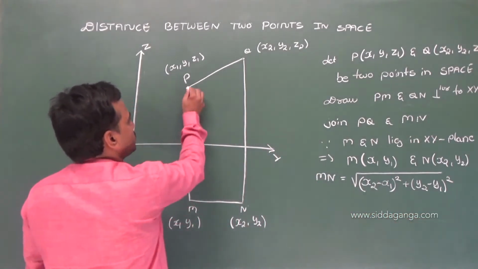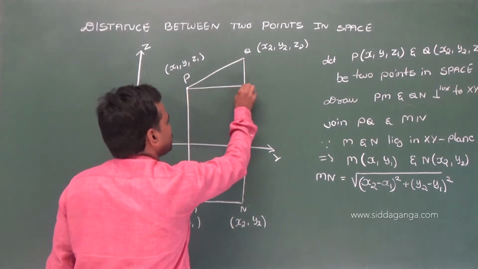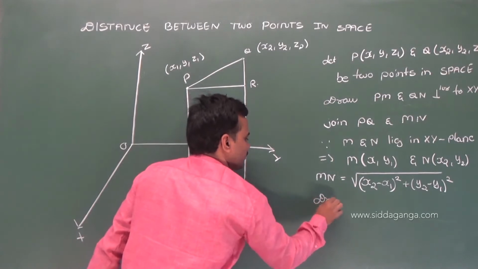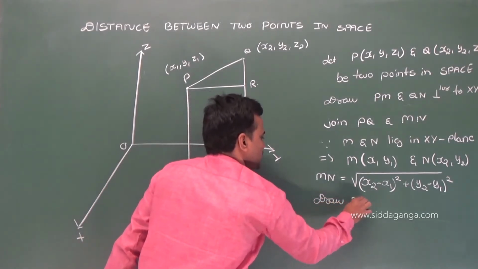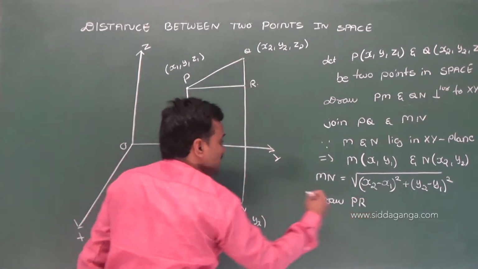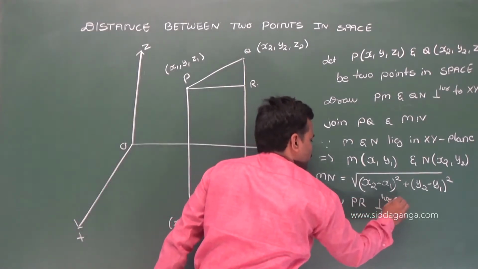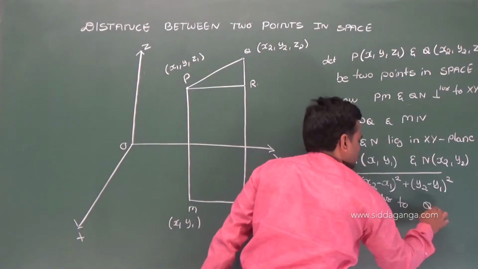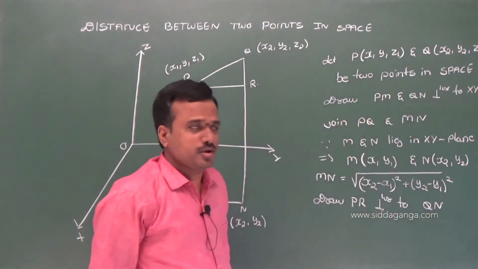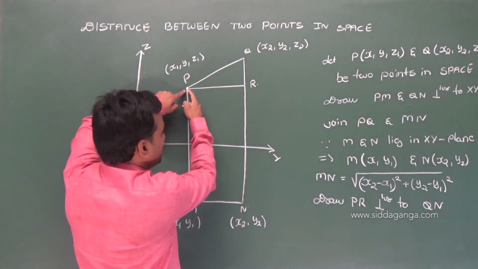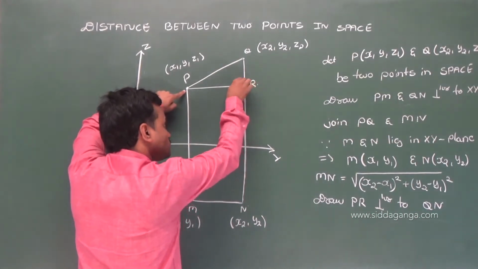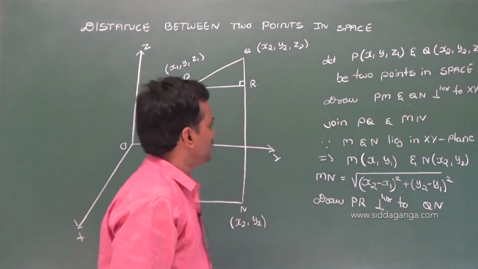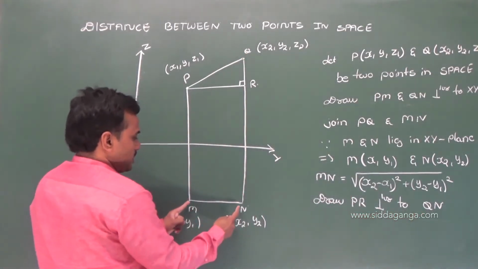Next what I do, draw PR. Draw PR perpendicular to QN. Once again, draw PR perpendicular to what? QN. Observe carefully.